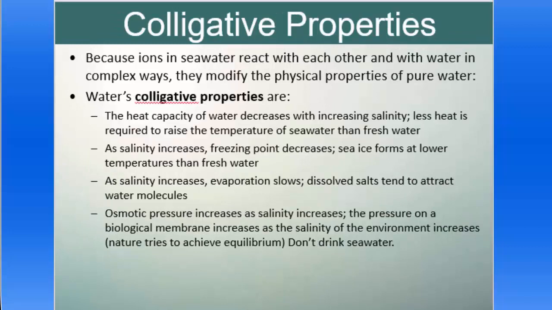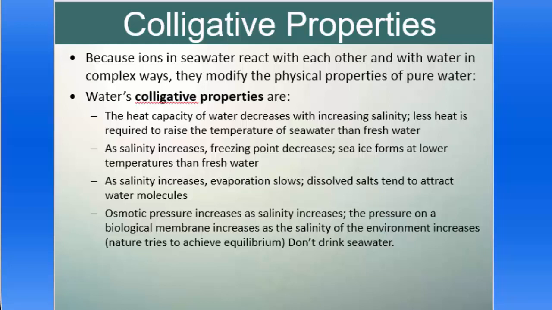Because ions in seawater react with each other and with water in complex ways, they modify the physical properties of pure water. These are called the colligative properties. The heat capacity of water decreases; its ability to hold heat decreases with increasing salinity. Less heat is required to raise the temperature of seawater than fresh water.